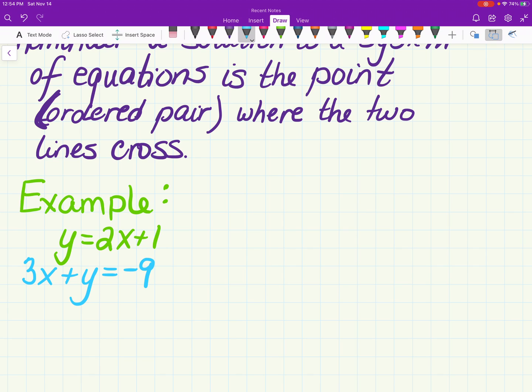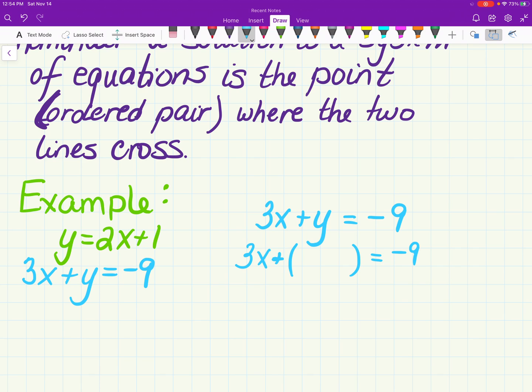So again, we're trying to figure out where these two cross. So one way we can do this is substitution. I'm going to take the blue equation, 3x plus y equals negative 9. And because the green equation is solved for y, I'm going to take out the y and put in a mathematical blank. Now remember, a mathematical blank is parentheses. So instead of the y, I put parentheses.